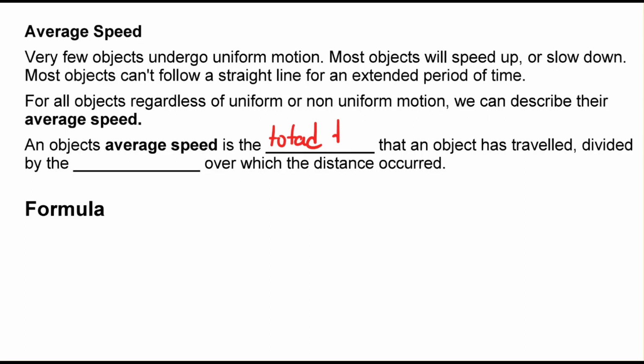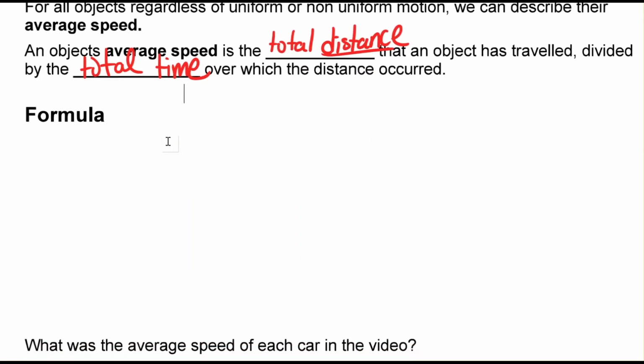Distance. Oh man, that's not how you spell total. Goodness gracious. The total distance, and that term distance means something very specific. Remember, we'll talk about it again. The total distance that an object has traveled divided by the total time over which the distance occurred. And we use a very specific formula that's in your formula book.